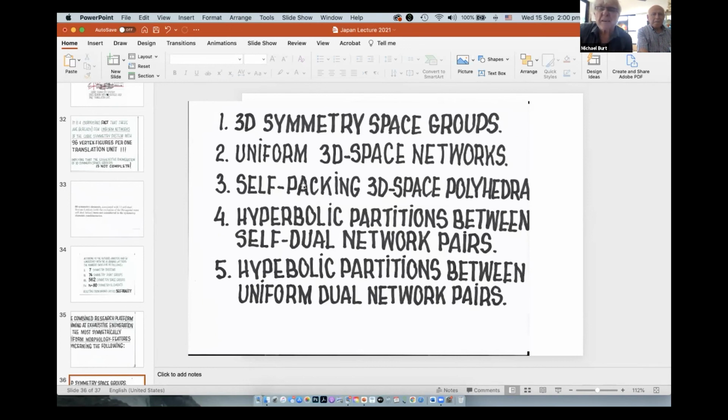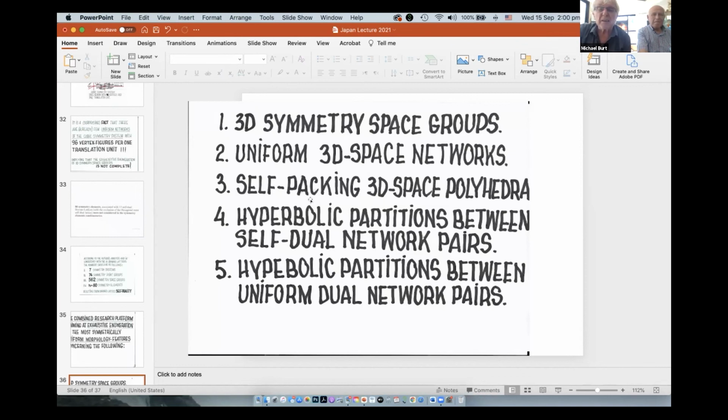Self-packing 3D space polyhedra. It's a very interesting point. We are packing nearly everything from bottles to our apartments in buildings, and self-packing is a very supportive tool for the packing technologies.